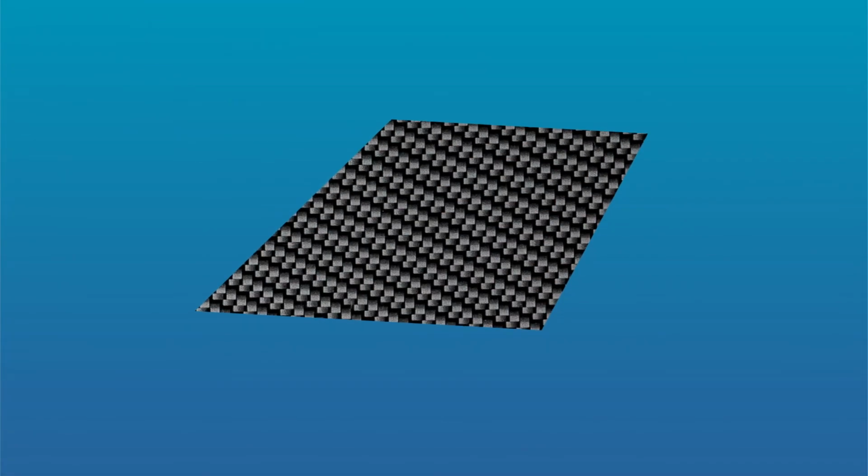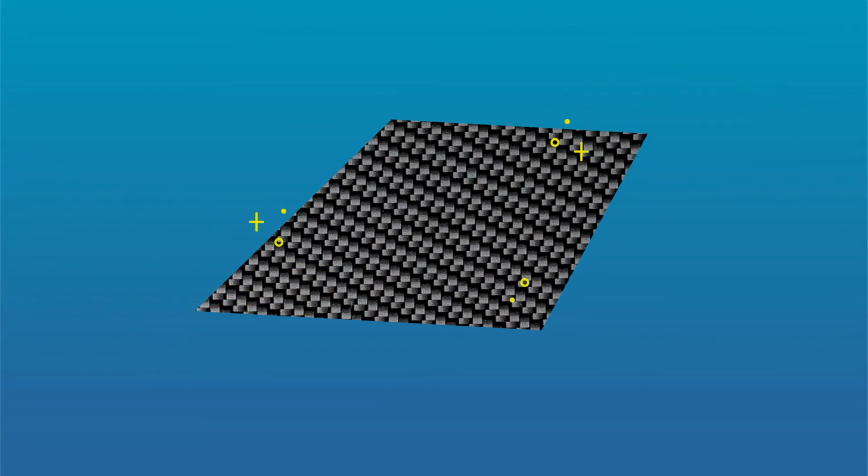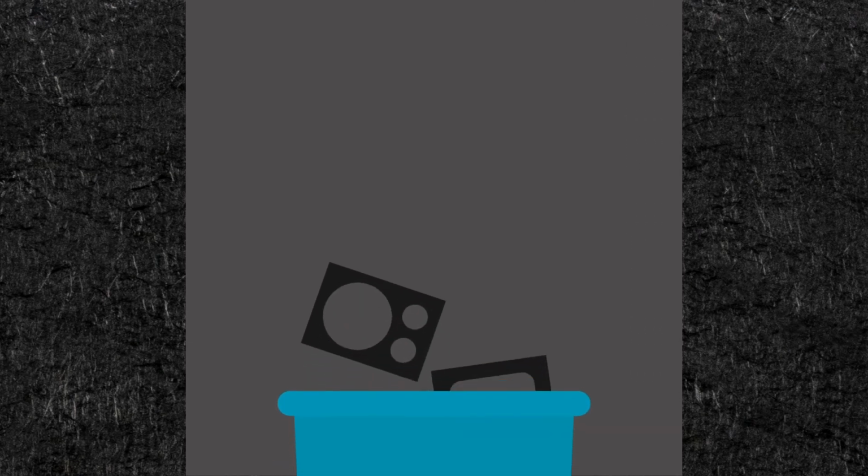it's UV stable, scratch and fingerprint resistant, and anti-corrosive. Aerolite Carbon is capable of using virgin carbon fiber, recycled fiber, or a blend of both, allowing you to leverage recycled material to divert it from landfills and put it to work on a high-performance product.